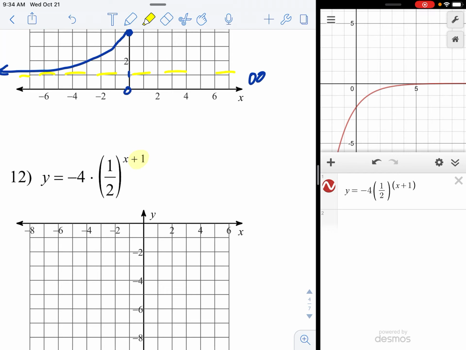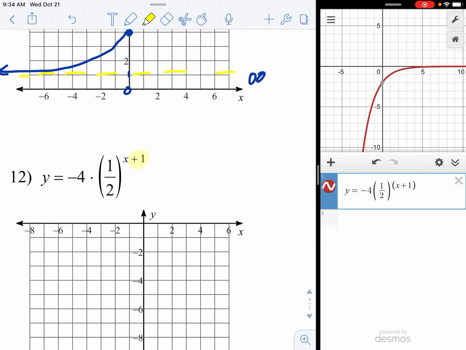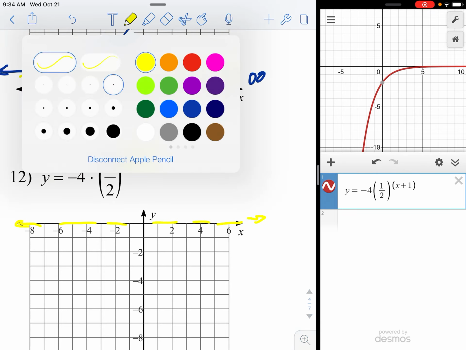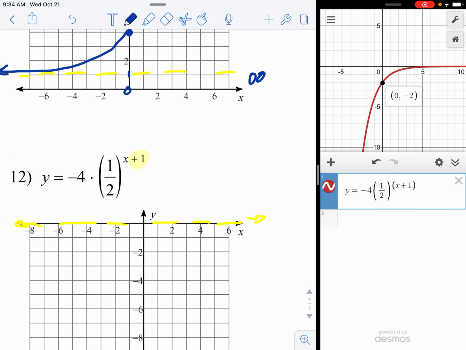Okay. So this is the graph we need to draw. My asymptote is still clearly, hopefully clearly, the x-axis. So that hasn't changed at all. Do I have any key points that I can plot? Yeah, an x-intercept at 0, 2. Let me run my finger along there and look for any other integer values.